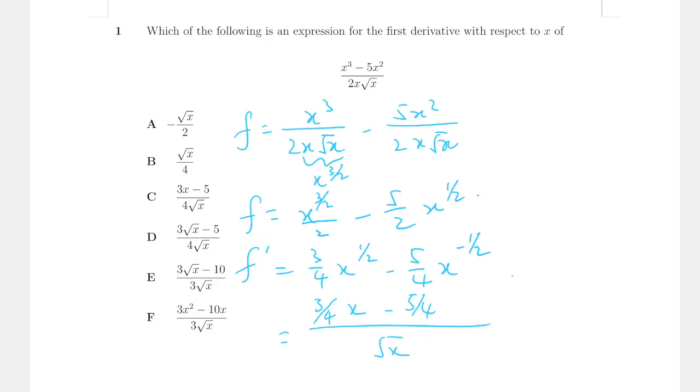Alright? Good. Okay, so at the end, we also take the 4 down. So 3x minus 5 over 4 square root of x. There we are. Yeah? So the answer would be C.